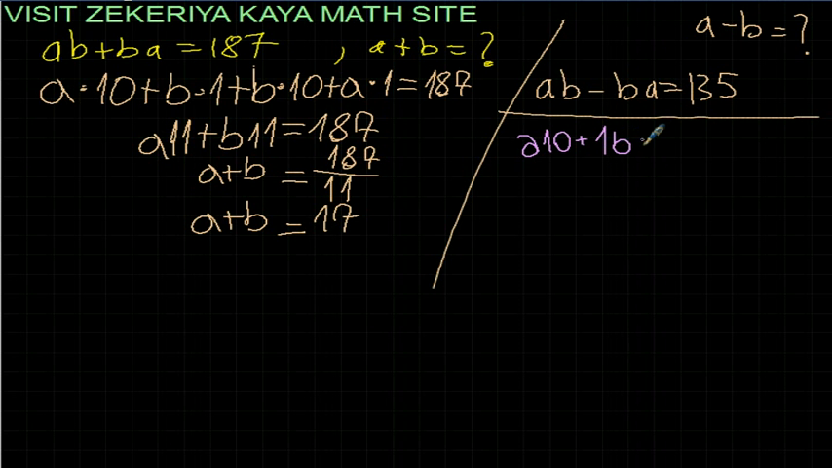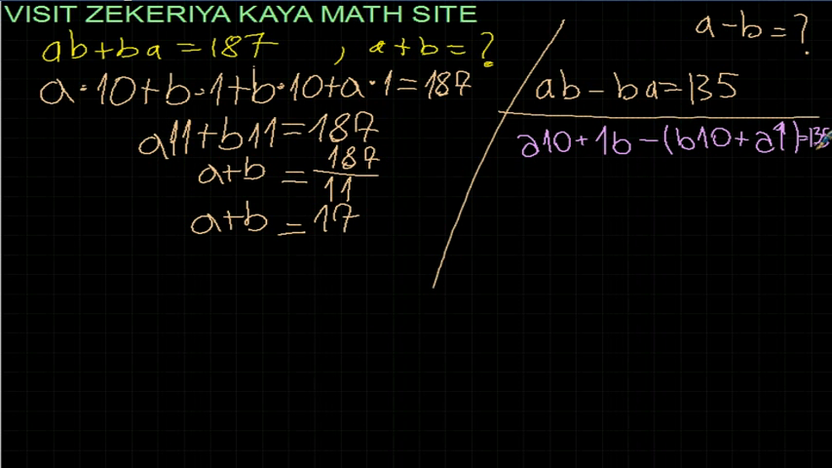Minus, open parentheses, B10 plus A1, close parentheses. Make the 1 bigger. A times 1, extend it down here. Equal to, yes, nobody will see this, but I will write it really small, 135 will be here.